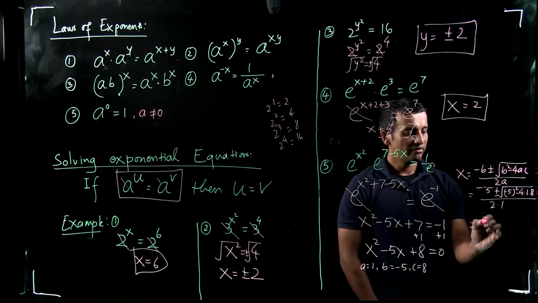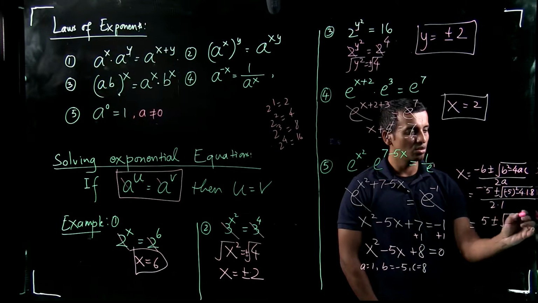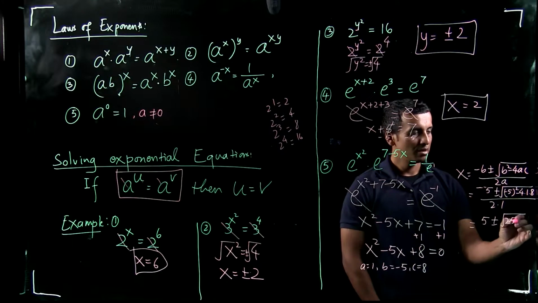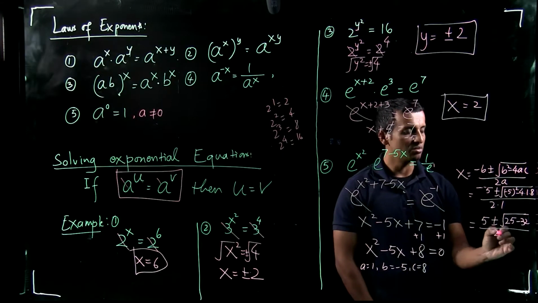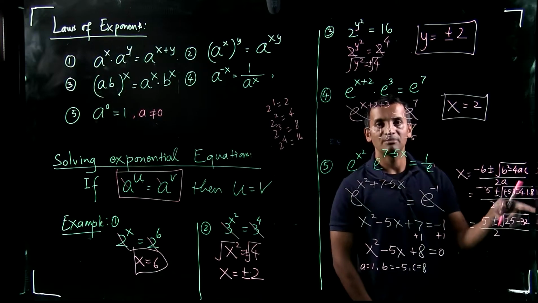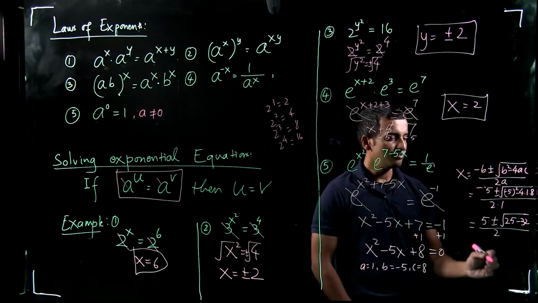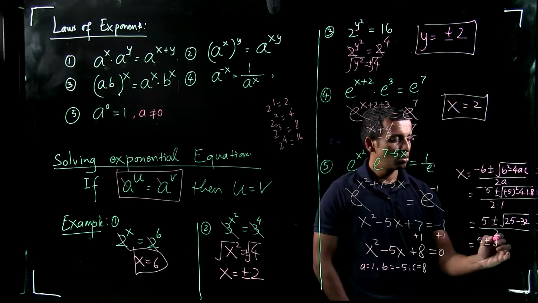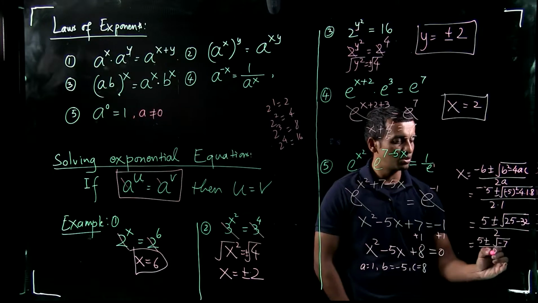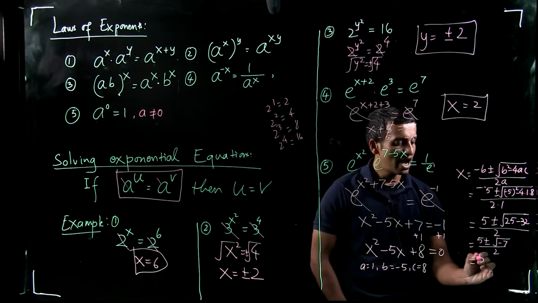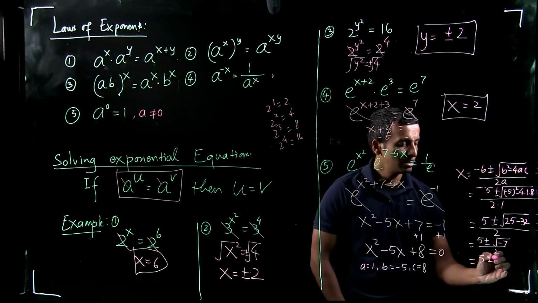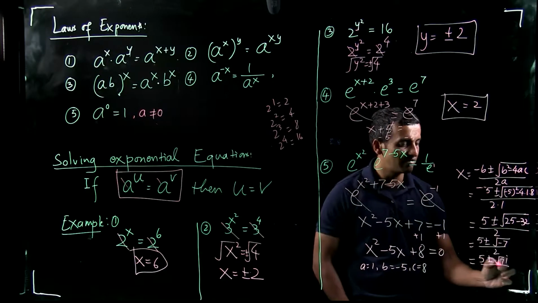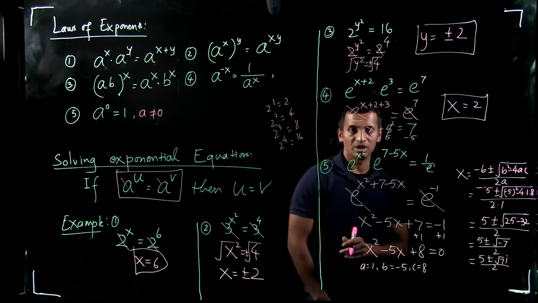So this will be 5 plus minus square root of 25 minus 32, right? Divided by 2, because negative 5 squared is negative 5 times negative 5. So that will be that. So what do you get? 5 plus minus square root of negative 7, divided by 2, right? So this will be 5 plus minus square root of 7i, because square root of negative 1 is i, divided by 2. So these are the solutions.